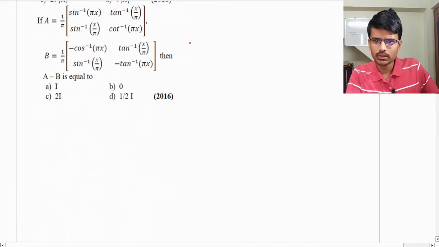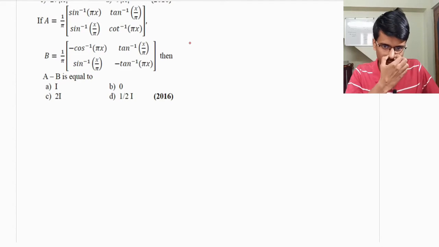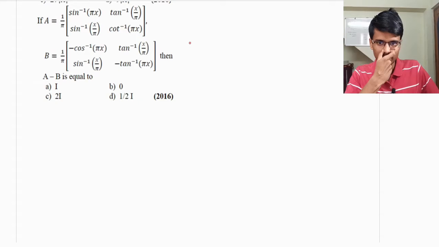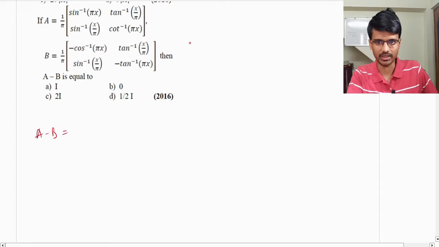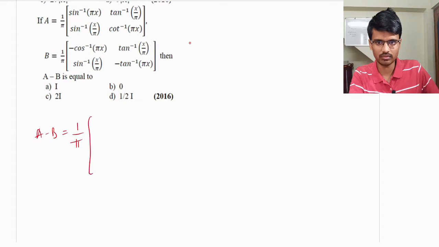If A is equal to 1 by pi so and so, B equal to 1 by pi so and so, then A minus B is equal to. If you look at the question, this seems difficult, but see what they are asking. They are asking us A minus B. So what do I get on A minus B? These are matrices, not determinants. But term wise I have to subtract, right? 1 by pi is common, so term wise I just need to subtract.